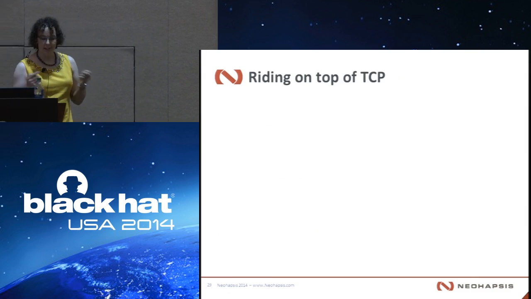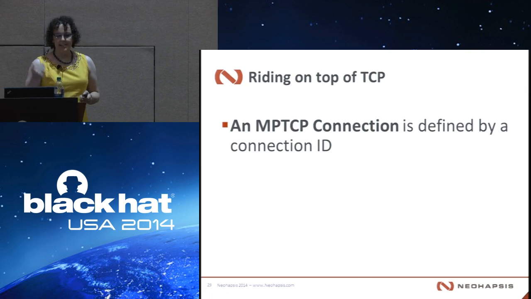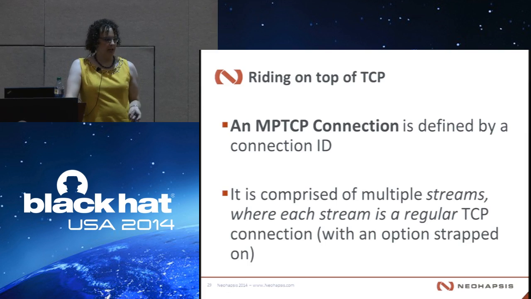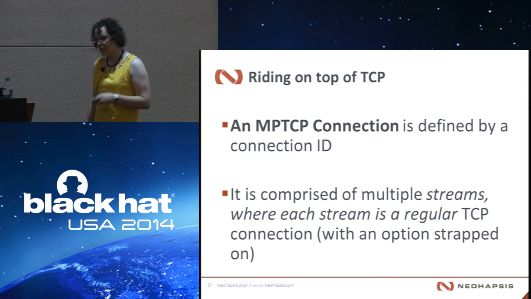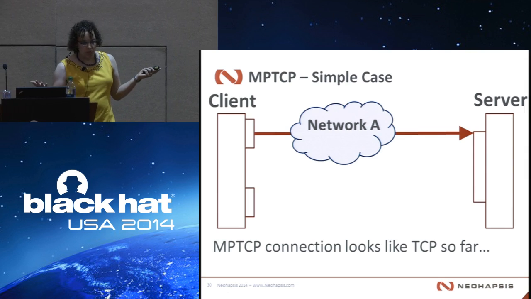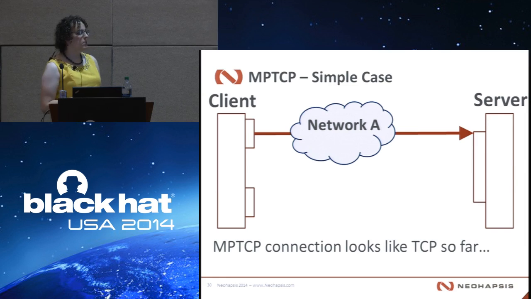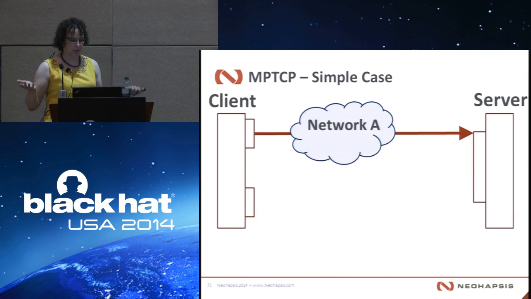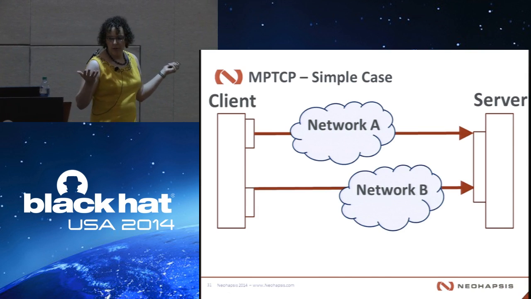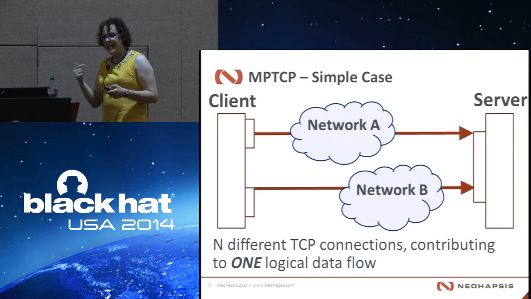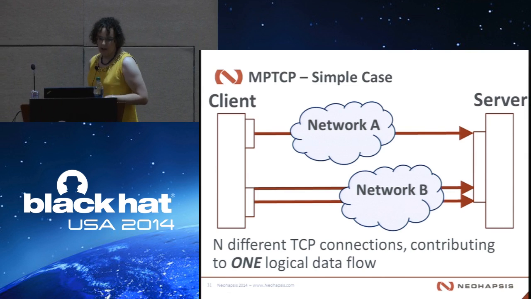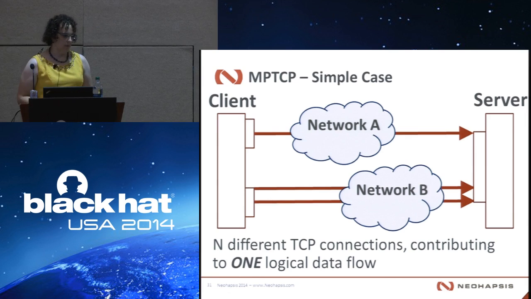And it rides on top of TCP, as I said earlier. A connection is defined by a connection ID. We'll get into the details of that a bit later. And a multipath stream is comprised of multiple TCP streams that are mapped together. Each of those has that option strapped on with the details needed to tie it together. So, if you're doing one connection, even with MultiPath TCP, it looks the same. One network, one connection. Okay. But if there's another network, 2 connections, same data flow. Or rather, n different connections, possibly across the same path, but still one logical data flow.